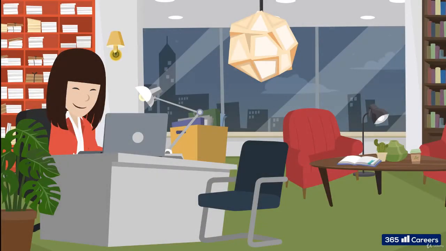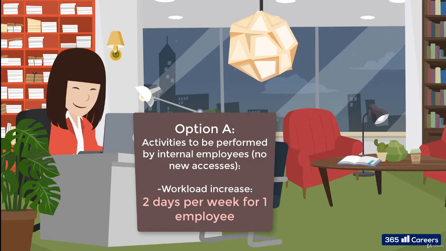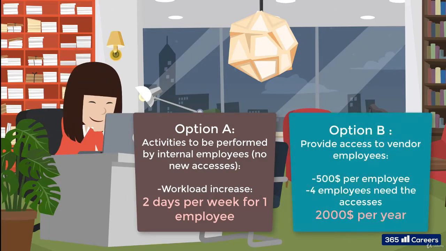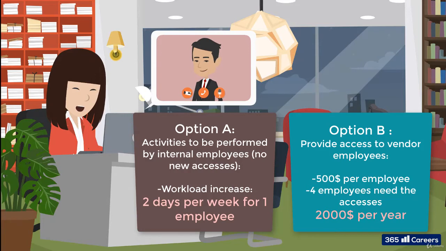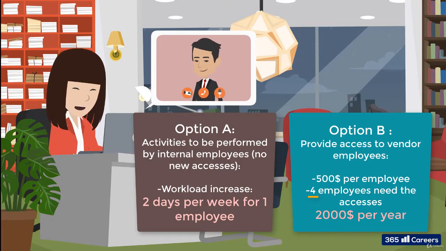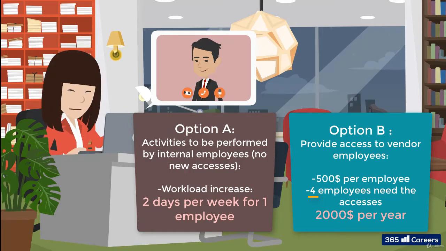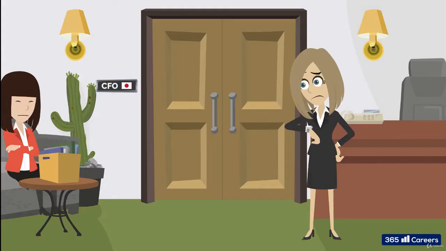On Friday, Akira sends the email. Workload increase is estimated at about 2 days per week for one employee. The alternative solution, in which vendor employees receive access, will cost about $500 for each employee. Akira explains that 4 vendor employees will need this access, making the total cost $2,000 per year. The CFO replies he will now think about it.